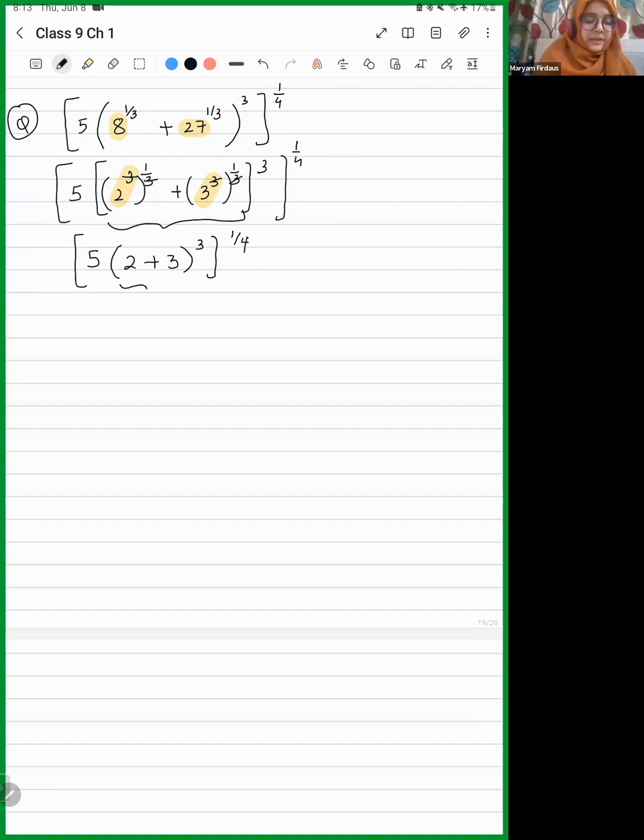Now let's solve this bracket again. 2 plus 3 is 5. So we have 5 cube and a 5 multiplied with that 5 cube, and this entire thing is to the power 1 by 4. Ma'am, you multiply 5 by 5 cube. Then what do we get? 5 to the power 4.